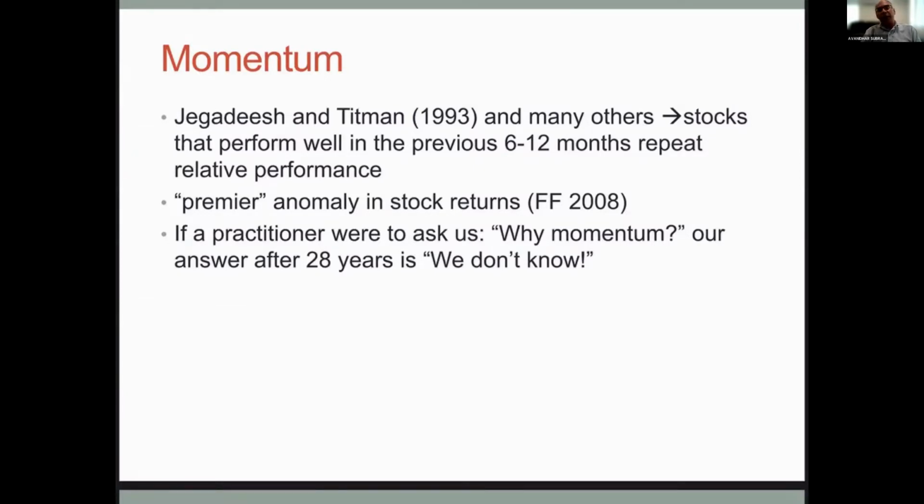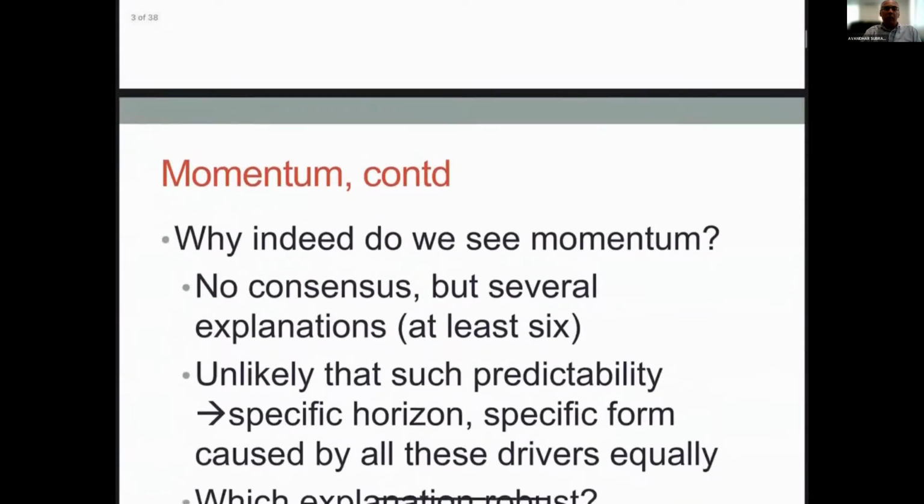Because of the simple nature of the anomaly, that history repeats itself, Fama and French in 2008 called it the premier anomaly in stock returns. They say we really can't understand where it comes from, and it's very strong in the data. The problem with momentum is that if a practitioner were to ask us why we see momentum, after 28 years, our answer is, we just don't know. So academics have not been able to discover a cause for this phenomenon, which creates a difficulty for us as academicians. So the question that arises is, why indeed do we see momentum?